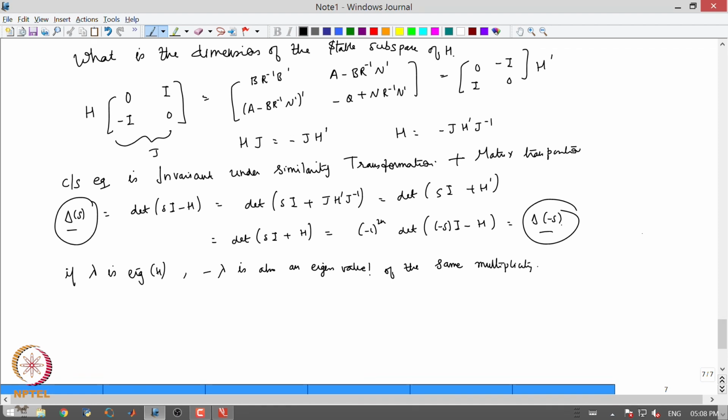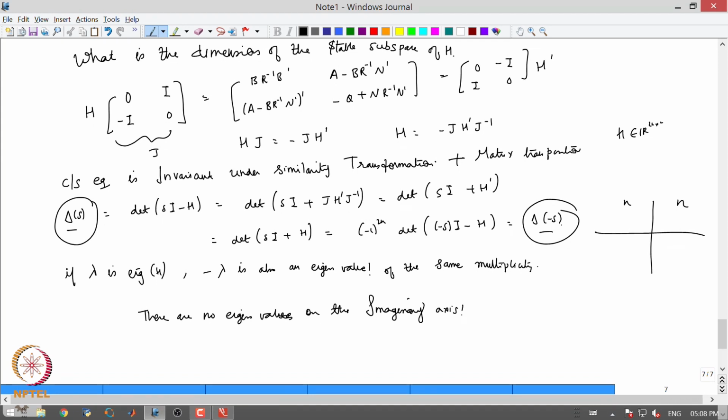Okay. And therefore, if H was from R^(2n) to R^(2n), so if there are n eigenvalues here, there will be n eigenvalues here also. Okay. Now, this will be possible only if there are no eigenvalues on the imaginary axis.